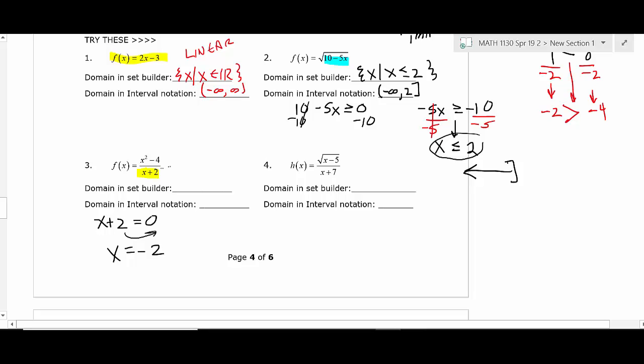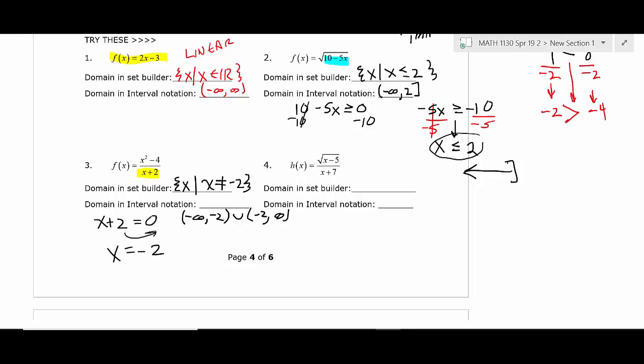All right, now you write this like this. You would say set of x, and then you just say x is not equal to negative 2. You're just telling me that it's everything except what makes that denominator 0. Interval notation would go like this. You would write negative infinity to negative 2, and then negative 2 to positive infinity. So that's the way you exclude one number in an interval. All right, does that make sense? Okay.